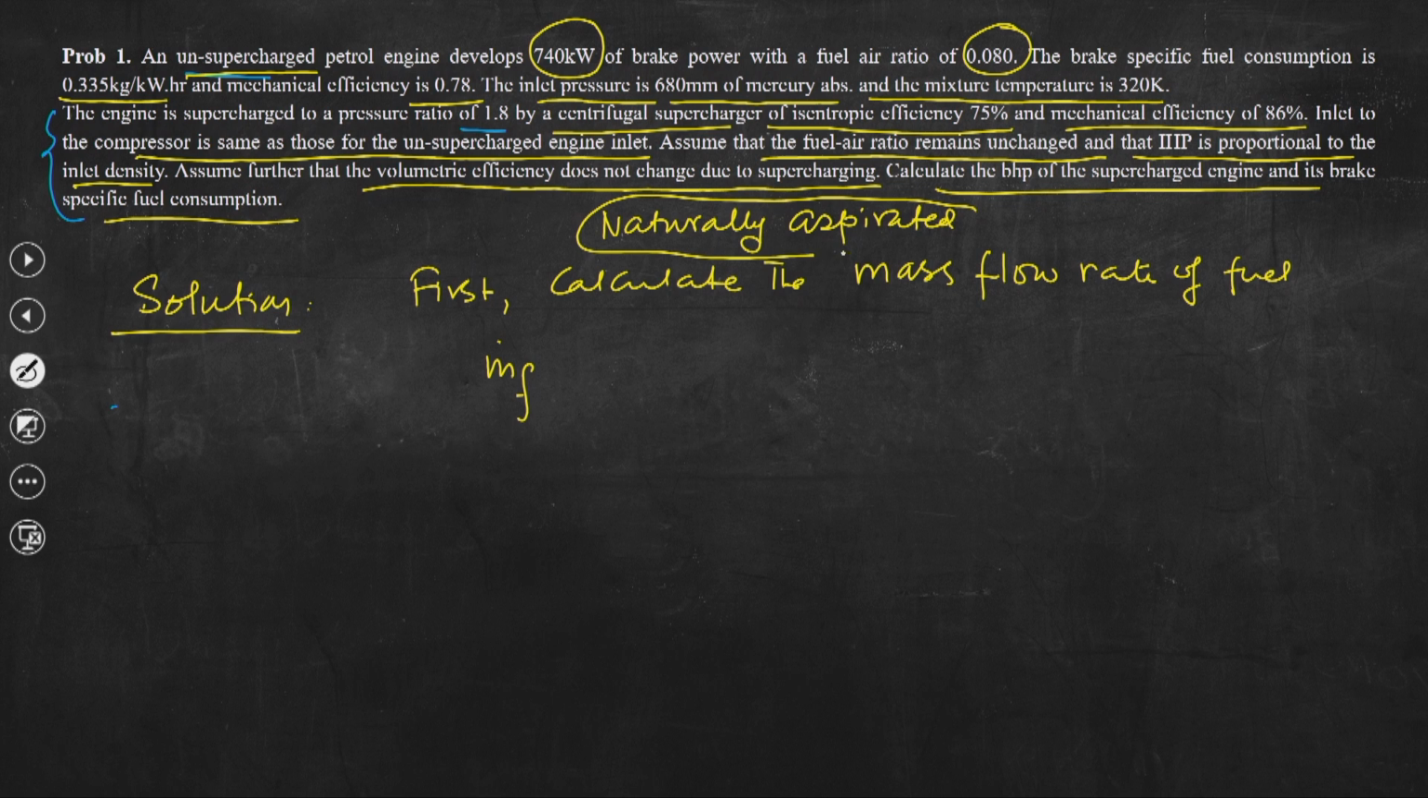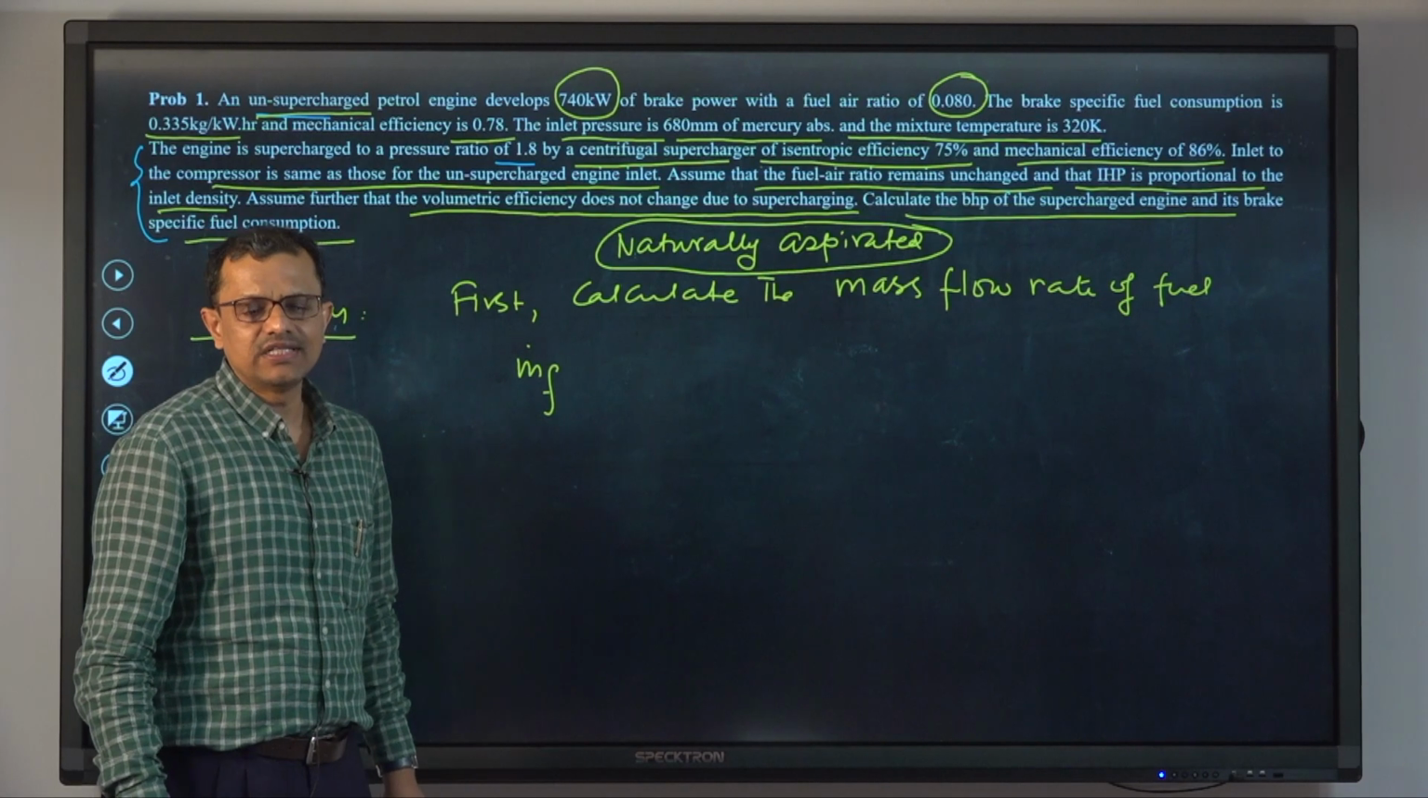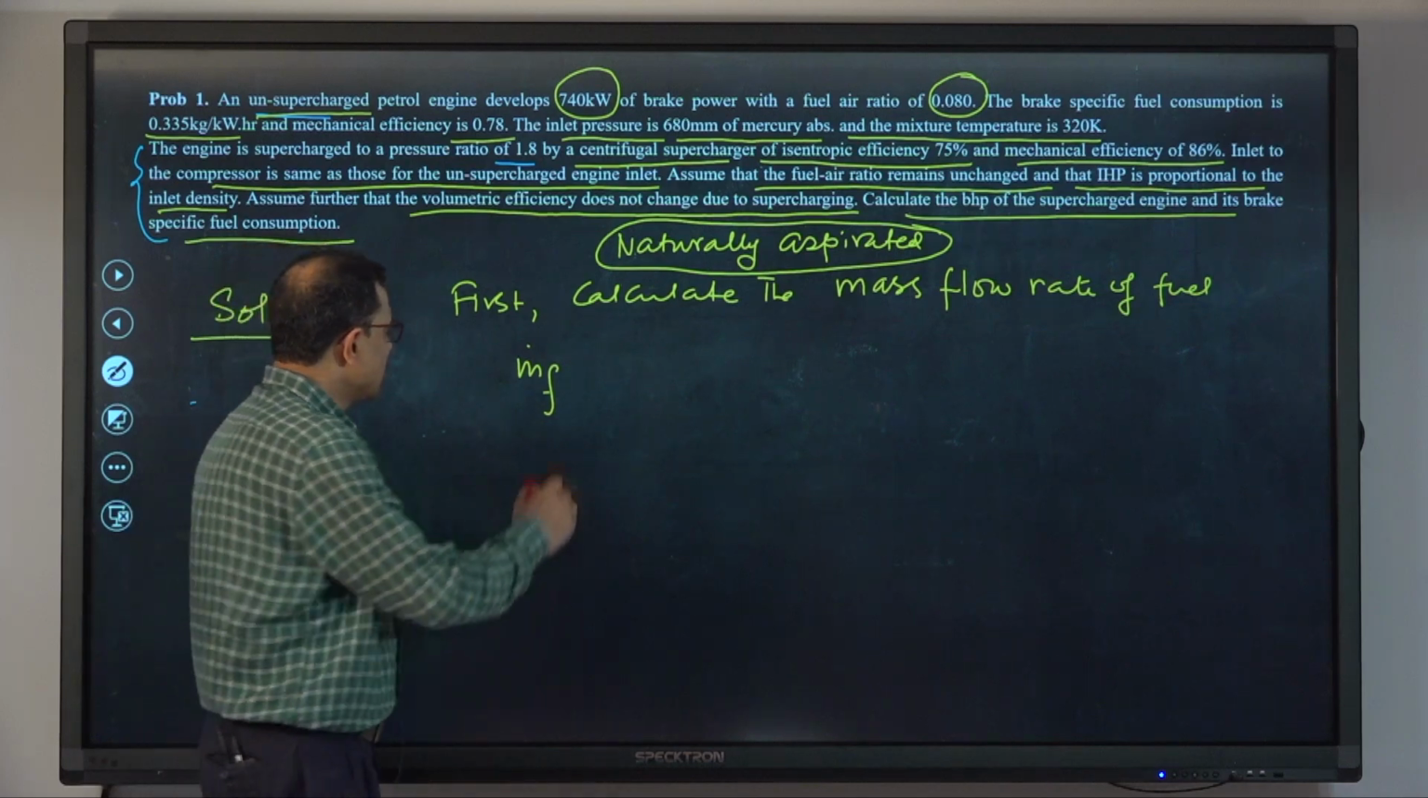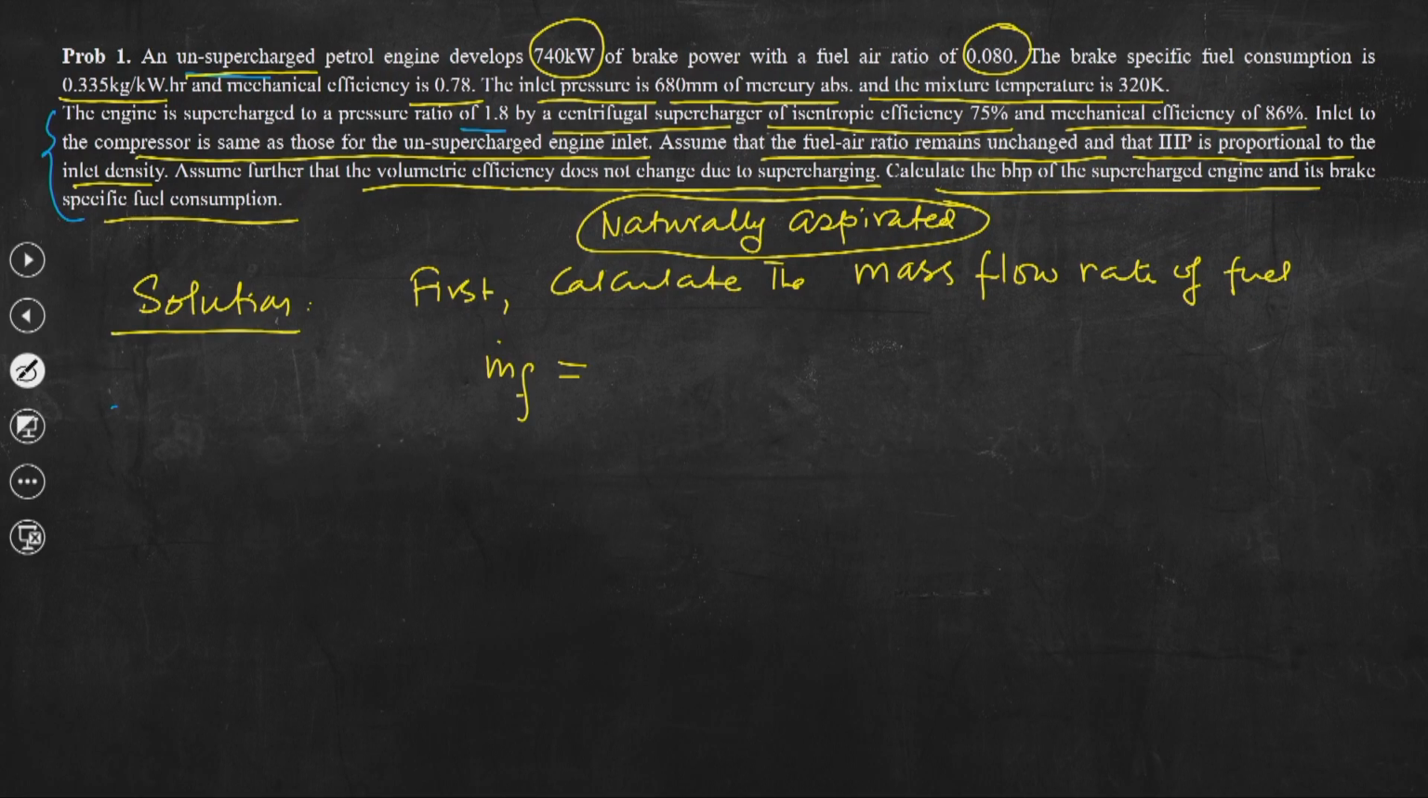So, keep this in mind. First we are considering the naturally aspirated case, that is when there is no supercharger. So, m dot f, by definition, since initially BSFC and BHP are given: m dot f divided by BHP, that is per unit kilowatt power developed, is nothing but BSFC. So, m dot f is equal to BSFC into BHP.